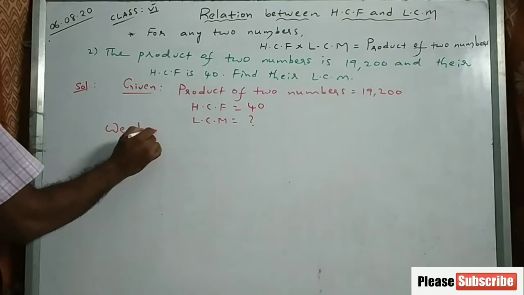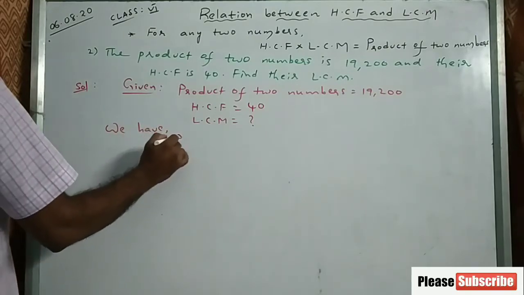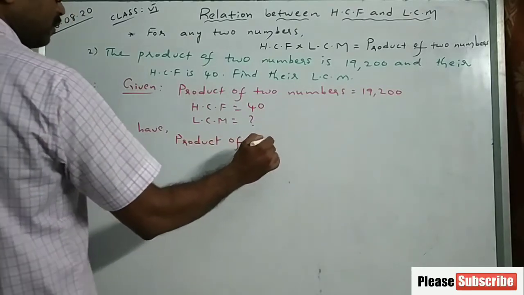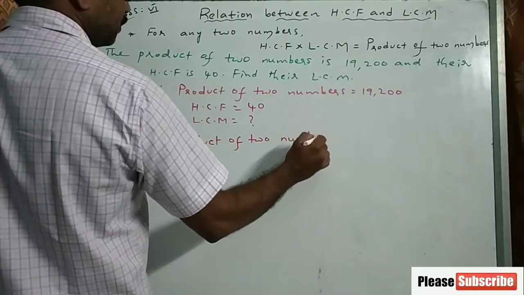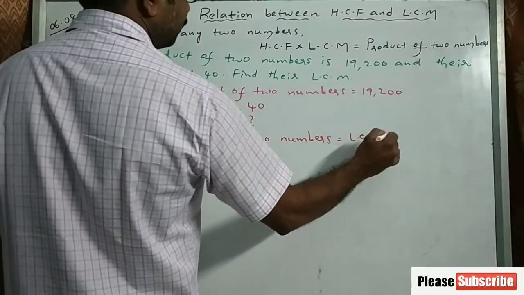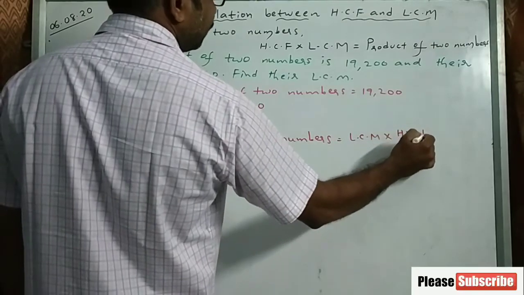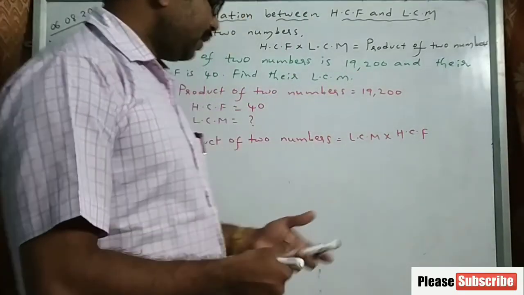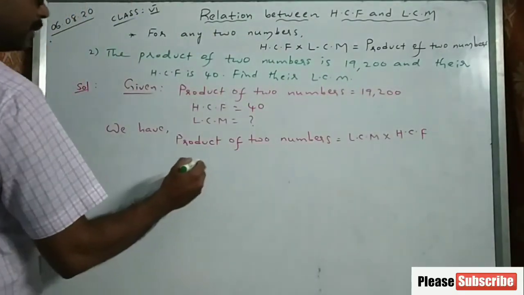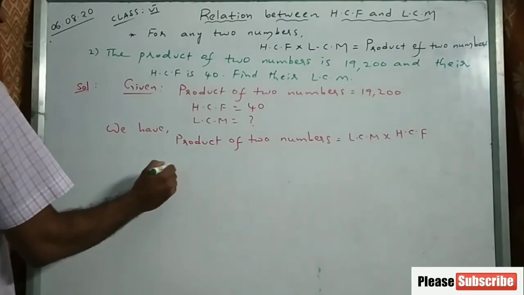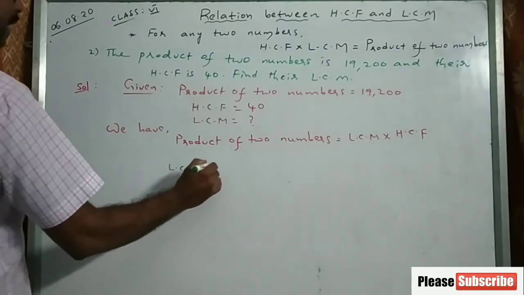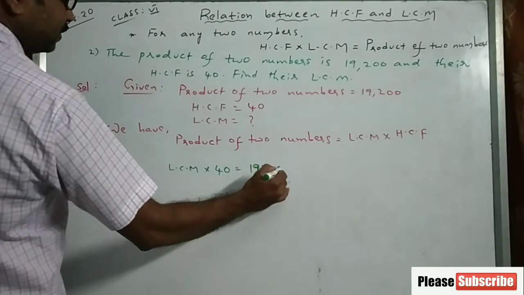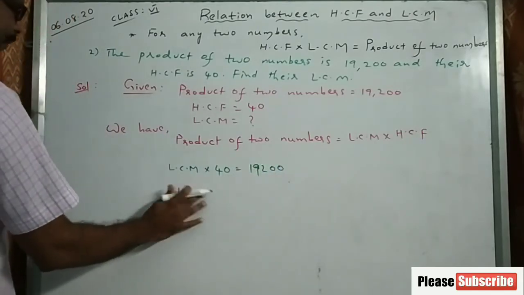What is the formula we have? Product of two numbers is equal to LCM into HCF. Anyway we can write, no problem. Either HCF into LCM or LCM into HCF, both are same. So HCF is given now. LCM into 40. Product of two numbers is how much? 19,200. Now I want LCM.